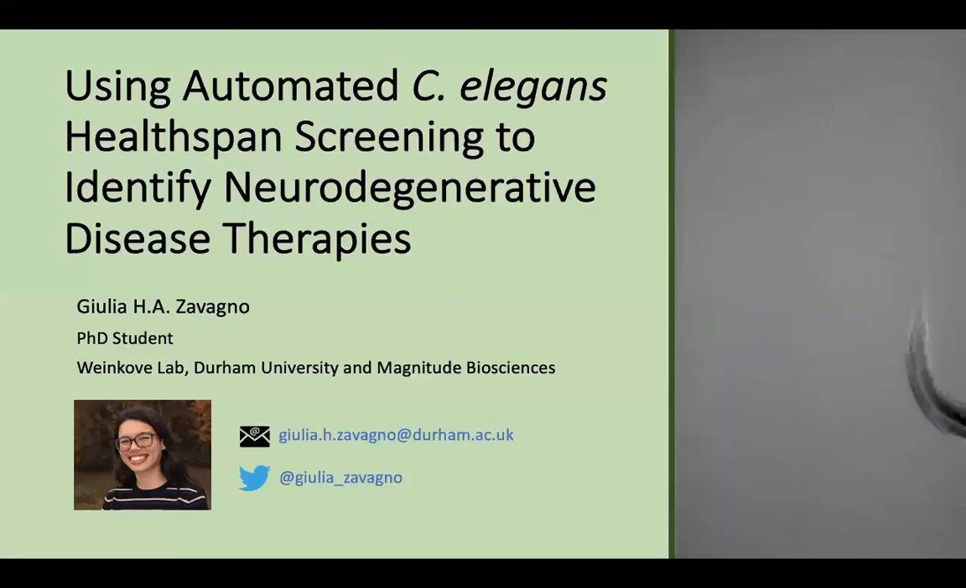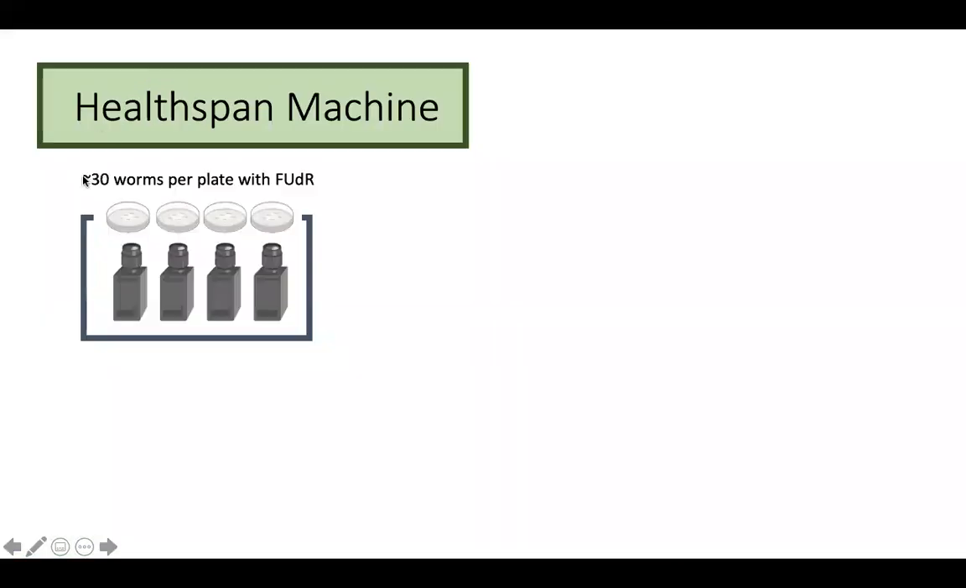So I'll just start by briefly explaining how this data is captured and used. Firstly, I pick L4 worms onto 6 centimeter plates on OP50 E. coli lawns with usually around 30 worms per plate, resulting in up to 180 worms per condition. For strains which are not sterile, I also use FUTR to prevent progeny from overwhelming the plate.